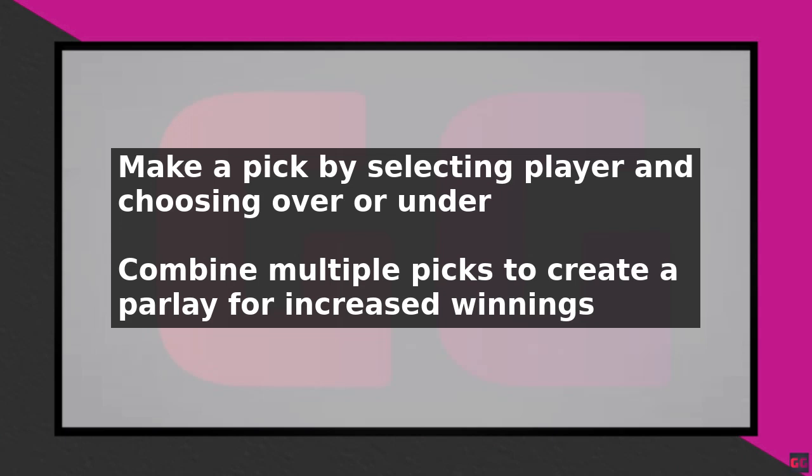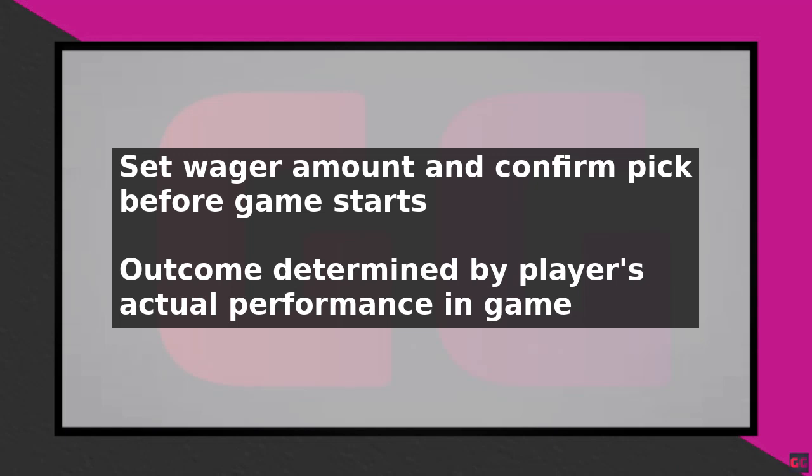The next step is to set the amount you want to wager on your pick. The minimum wager amount is typically $5, and the maximum amount varies depending on the player and the projection. Once you have set your wager amount, you can confirm your pick and wait for the game to start.